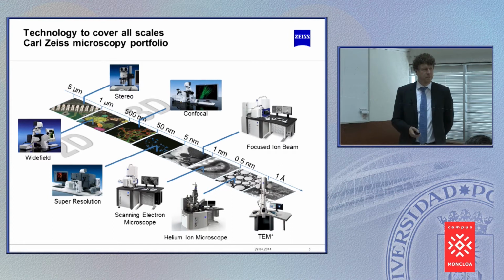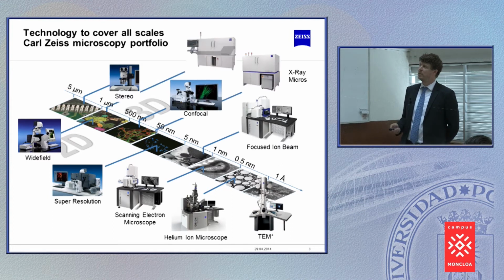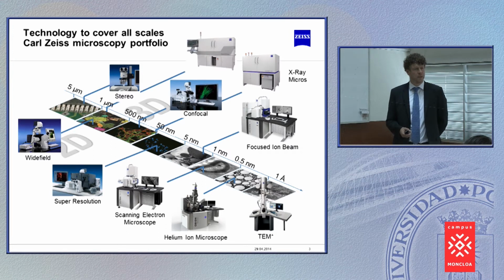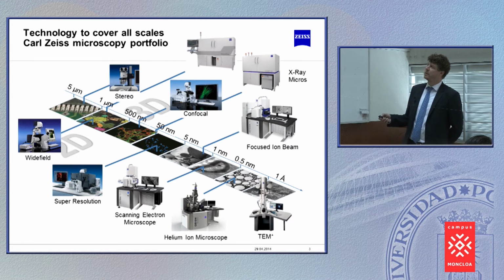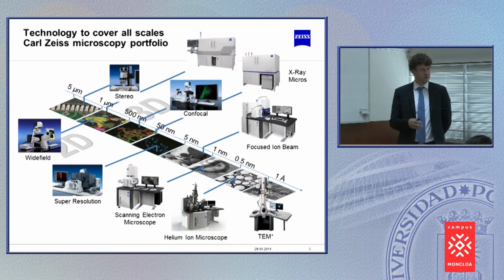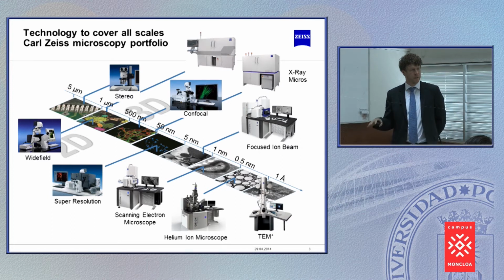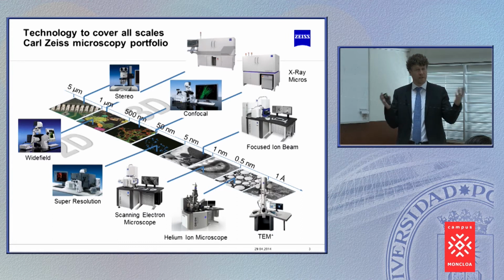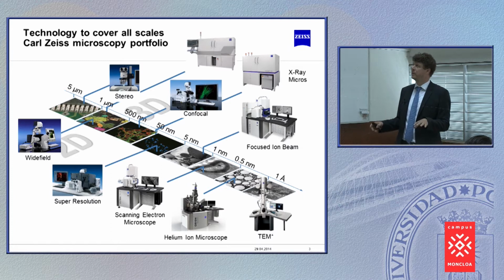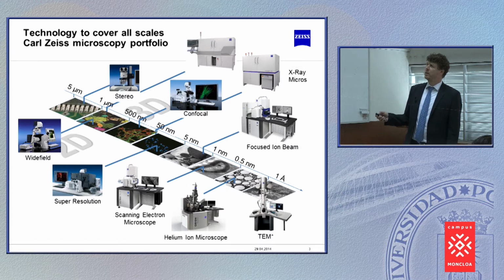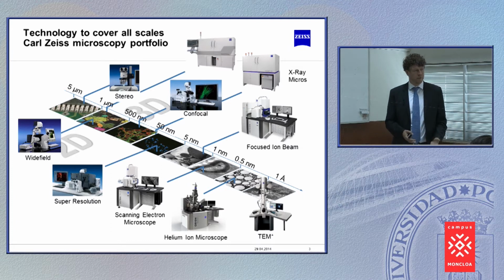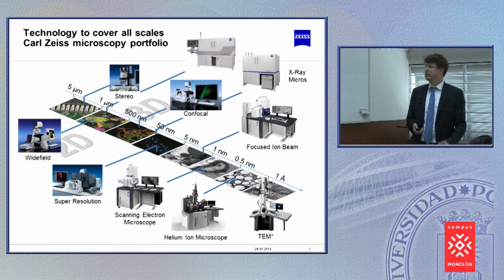There is also a new technique at ZEISS. ZEISS acquired the company Xradia last year. They produce X-ray microscopes, which are placed just between the LM, the light microscopes, and the electron microscope. So they really close the gap between light microscopy and electron microscopy. If you are interested, later on I can show you something about this technology. We have enough time, so I can show this when you are interested.